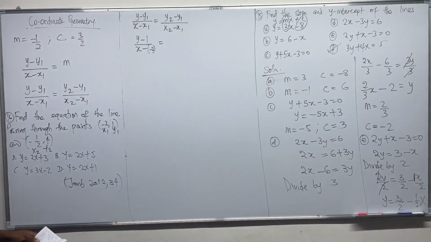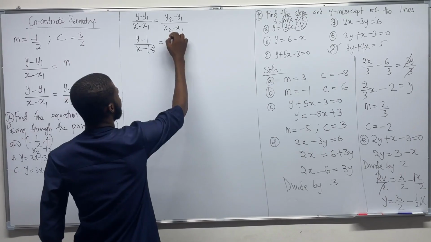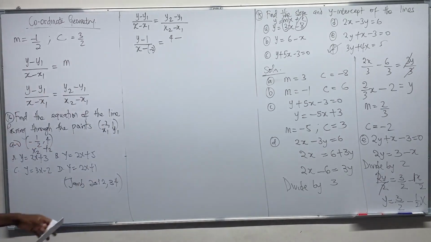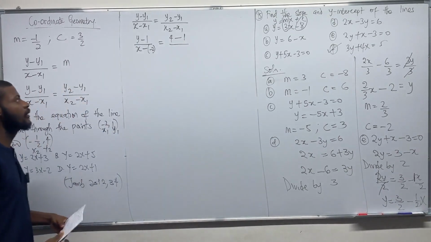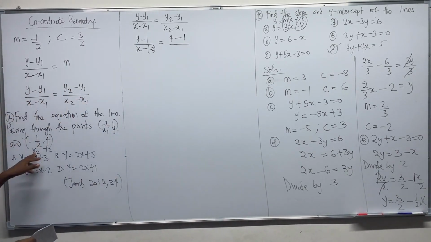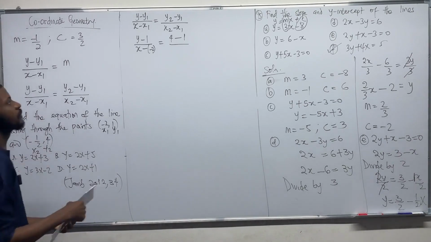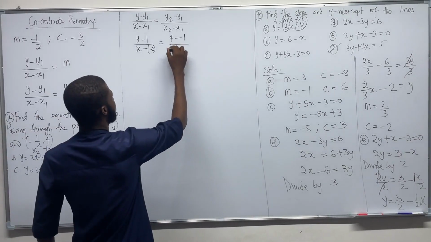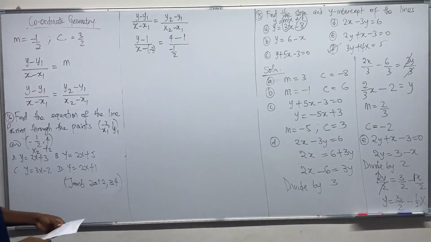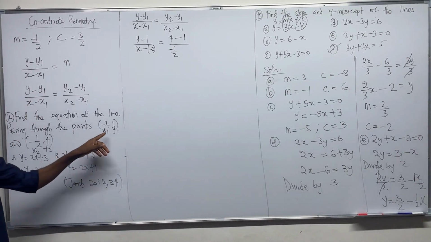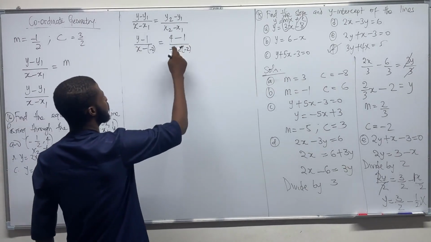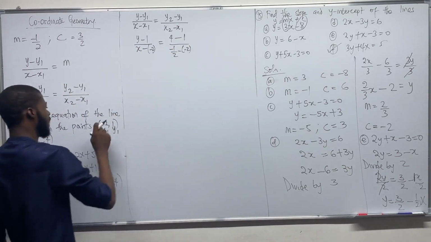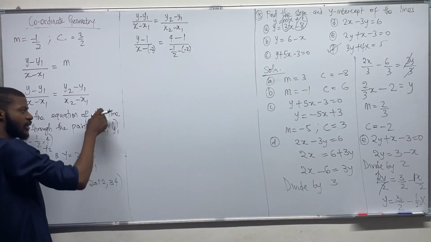Equal to, what is y2? y2 is 4. Minus y1, what is y1? y1 is just 1. Divided by, what is x2? x2 is minus 1 over 2. Then what is x1? Sorry, x1 is minus 2. So this is minus 2. Remember, the formula has a minus, then x1 itself is also a minus.